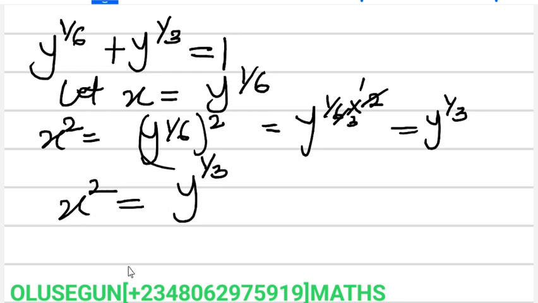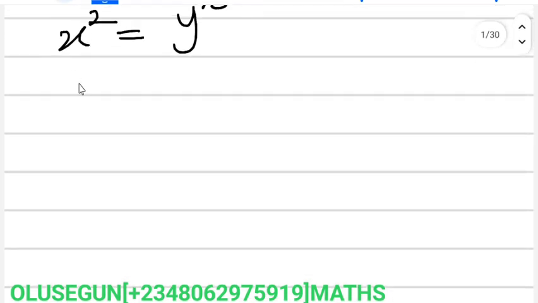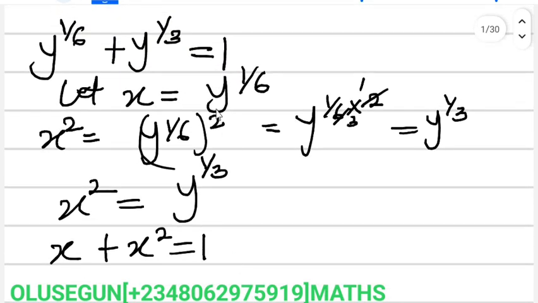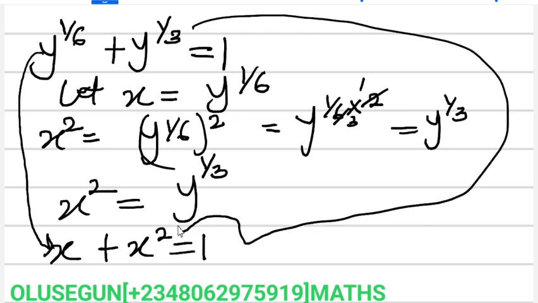So now if x squared is y⁻⁶, and we are able to represent the value of x raised to power, the equation will now give you x plus x squared is equal to 1, because the value of y⁻⁴ is x. This one is x. That one is x squared. So that is how the value looks like.